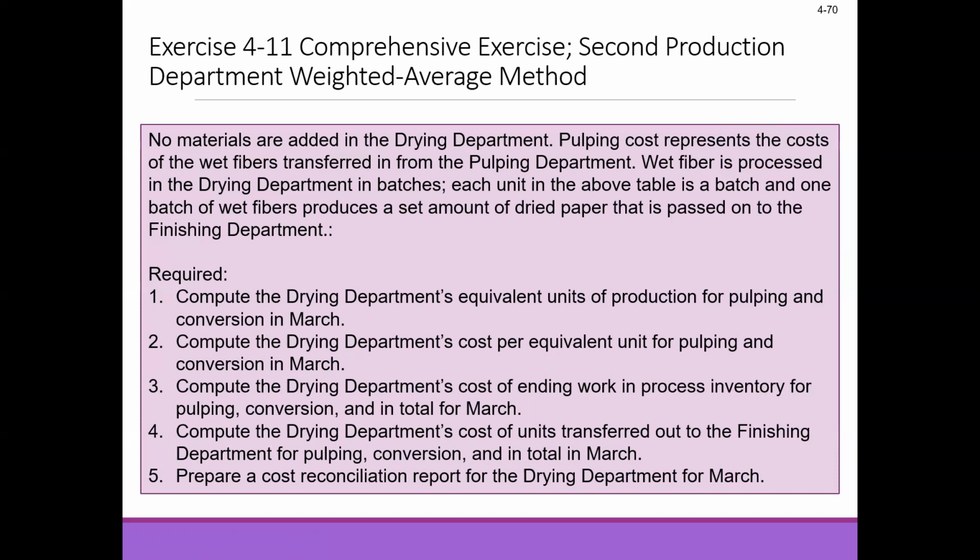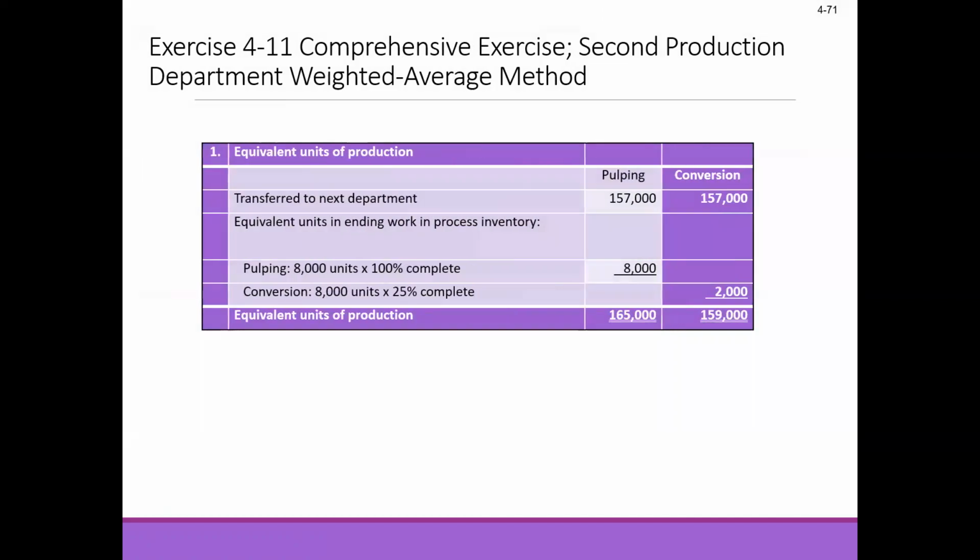Compute the drying department's equivalent units of production for pulping and conversion in March. Okay, let's just do that one first. The pulping: transferred to the next department, 157, and the conversion, 157. At the end of the period, the pulping had 8,000 units, 100% complete. The conversion had 8,000 units at 25% complete. So this is the equivalent units of production.